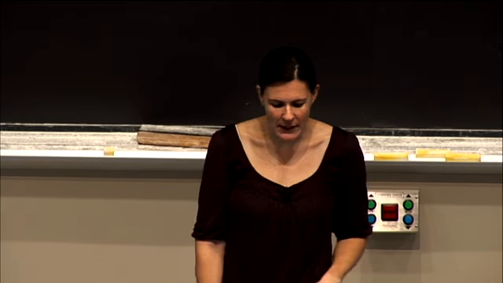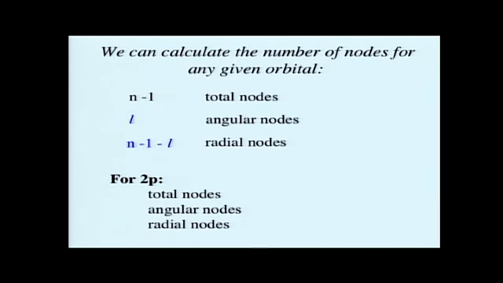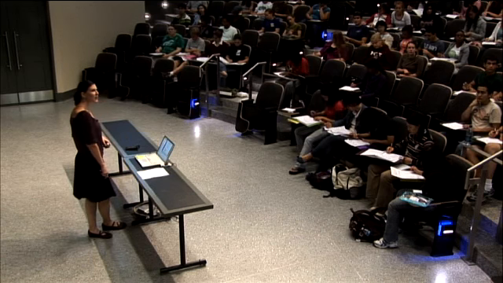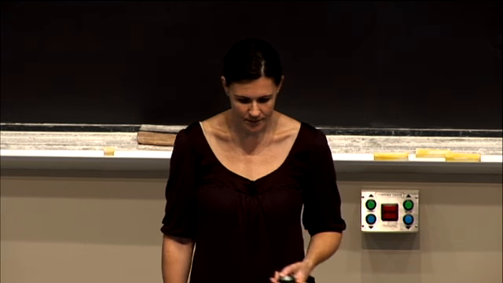Let's look now at a p orbital. So how many total nodes do we have here? Yep, so one total node, 2 minus 1 is 1. And that means since L is equal to 1, we have one angular node. And that leaves us with how many radial nodes? Yep, 0 radial nodes. So for a 2p orbital, all the nodes actually turn out to be angular nodes.